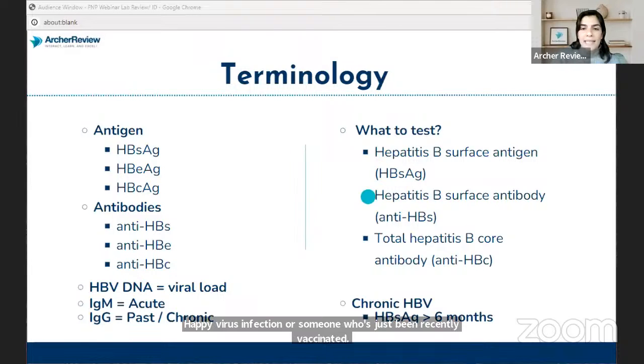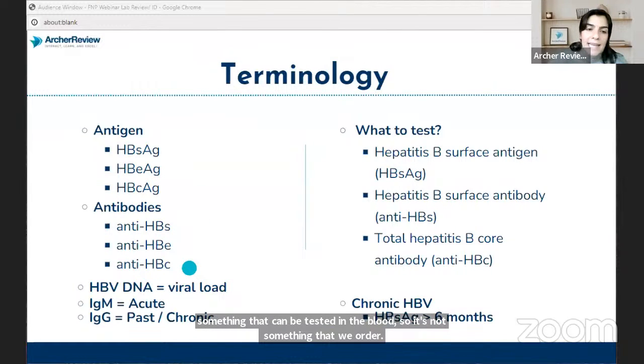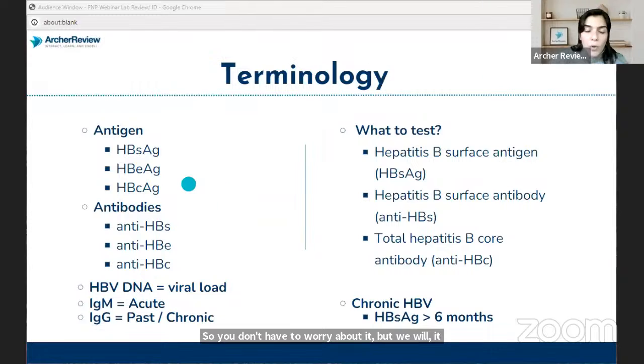You also have the E antigen, so the Hep B E antigen. The E antigen is released when the virus is replicating. So that's going to be more relevant to you if you have some positive markers that come back once you do your screening. And we'll talk a little bit about that. And you also have your core antigen. That's not something that can be tested in the blood, so it's not something that we order. So you don't have to worry about it, but it'll be relevant when we're talking about the antibody, core antibody. So that's your core antigen, and then there's your core antibody.